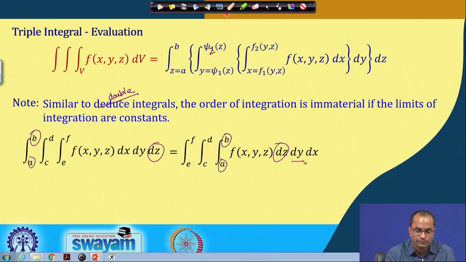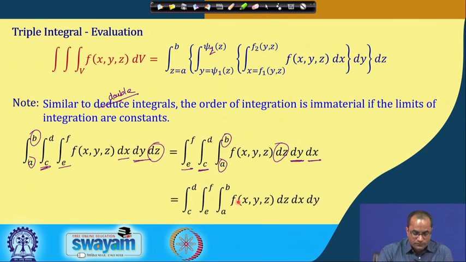Similarly, the limits of y are c to d, here also c to d, and then the outer one is the limit of x, so here e to f. So, simply we can change the order if the range of integration, or the limits of integration, are constant.